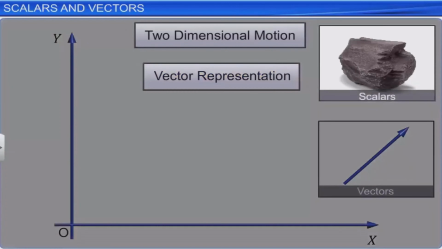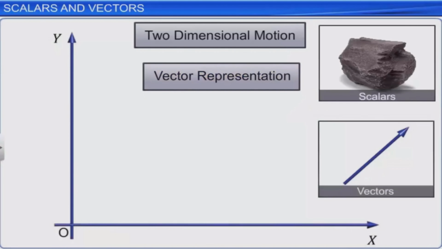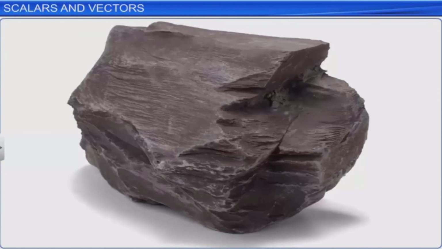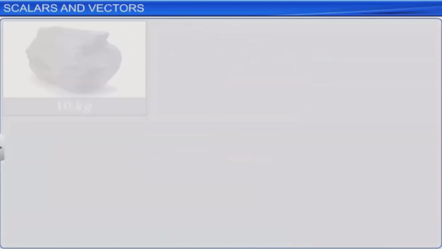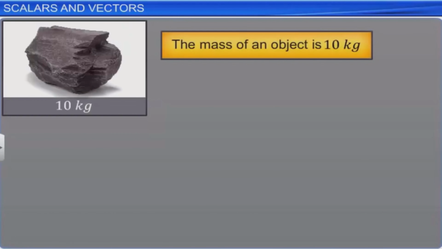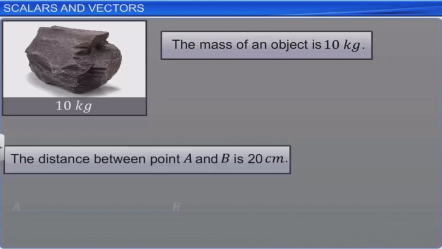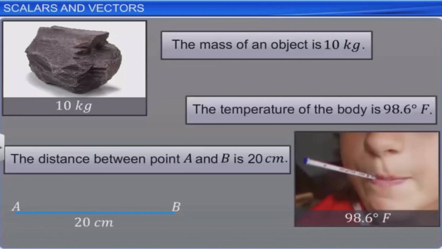Entities described completely with the help of a number, along with its unit, are called scalars. The mass of an object is 10 kg. This description is complete, and you do not need to add to it to identify it. Similarly, the distance between point A and point B is 20 centimeter. Is a complete description. Likewise, the temperature of a body and the time at which an event takes place are described completely by a number along with corresponding units.